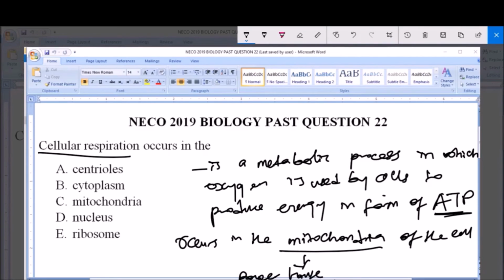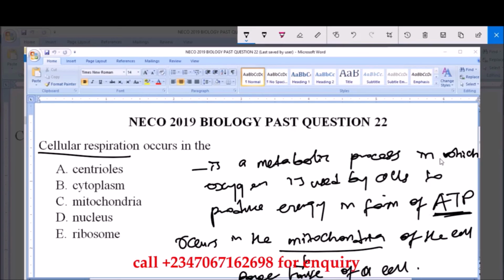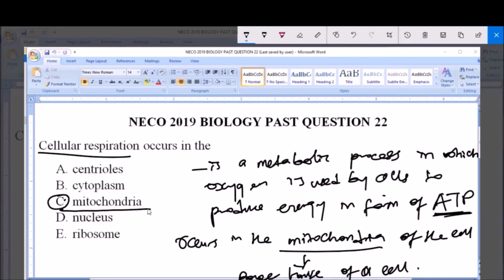That is why mitochondria is regarded as the powerhouse of a cell, because it is in the mitochondria that cellular respiration occurs, thereby producing energy that is required by the body. So cellular respiration occurs in the mitochondria, which is option C.